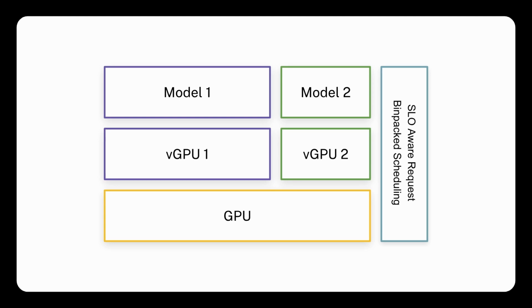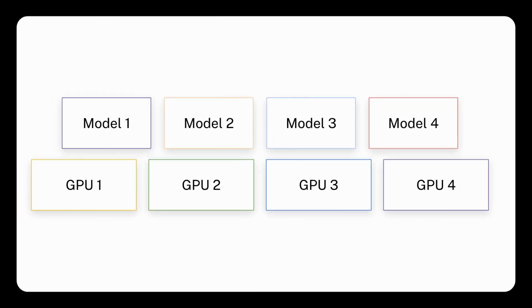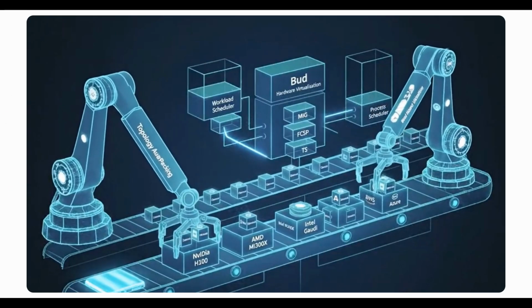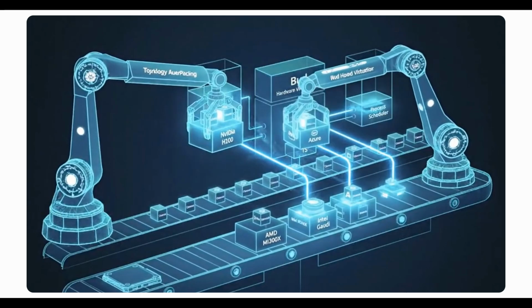That's a simple two-model example. But real GenAI deployments involve many more models, and often many different types of hardware. You might have GPUs from NVIDIA, Huawei, AMD, and even Intel Gaudi. And these could be deployed on-prem or across different clouds. This is where FCSP expands into topology-aware bin packing.